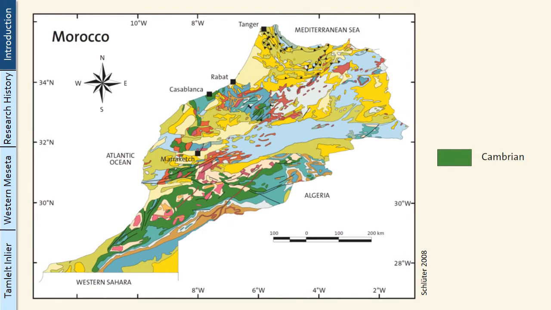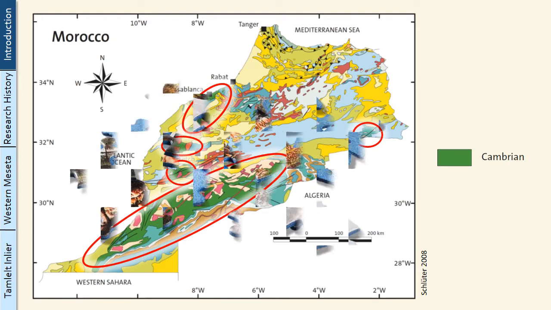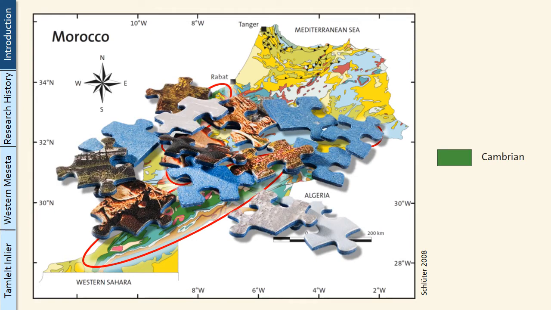Well, a view of the geological map of Morocco indicates that Cambrian rocks are found in a number of different regions, particularly those highlighted here. And it becomes obvious that this is a sort of jigsaw puzzle. To date, it is resolved to a sufficient degree, but not entirely.